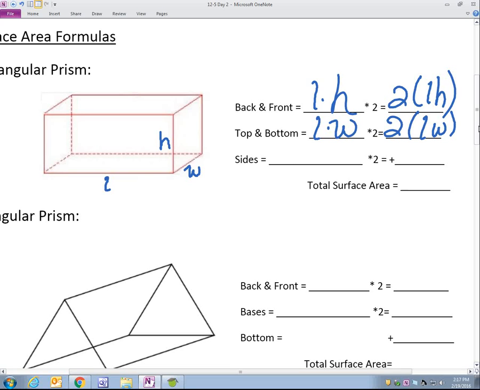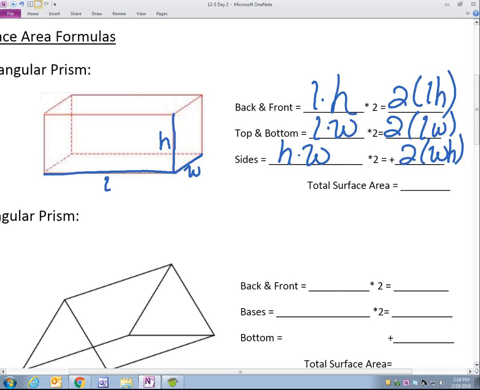And finally, we have the sides. So now I'm looking at this part right here. What are the dimensions shown as we put there? Yes, height times width. And there's 2 of them as well, so I'm going to do 2WH. And I'll do this, just so you can see what's what.